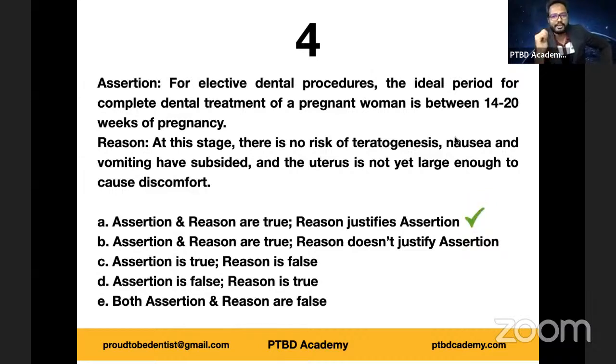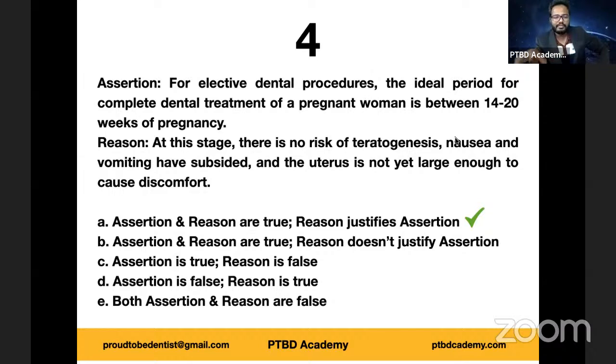Both assertion and reason are true, and reason justifies assertion. 14 to 20 weeks of pregnancy is nothing but your second trimester, and it is favorable because of the given reason. First trimester, we're talking about organogenesis, increased risk of exposure and susceptibility to teratogens, including third trimester. Also, nausea and vomiting might have subsided in second trimester, which is usually more in case of first trimester period. And the uterus is large enough in case of third trimester.